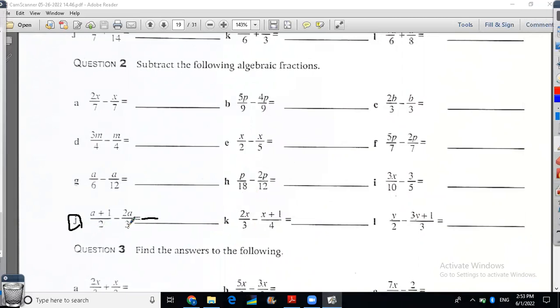How can I make them the same? Let's check 3. Can I make the 2 into 3? No. The next multiple, 6. Can I make the 2 into 6? Yes. So make it into 6. The new denominator is going to be 6. What happened to the 2 to become 6? I multiplied it by 3, mister. So multiply a plus 1 also by 3. I multiply the denominator by 3, multiply the numerator by 3. It's a plus 1 times 3.